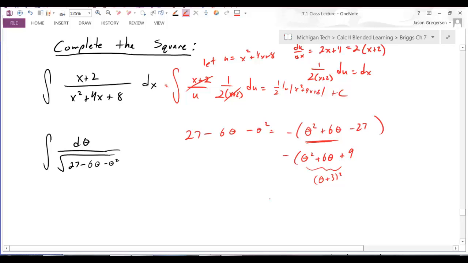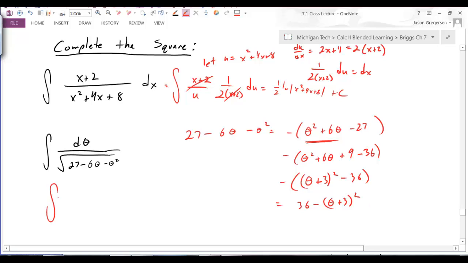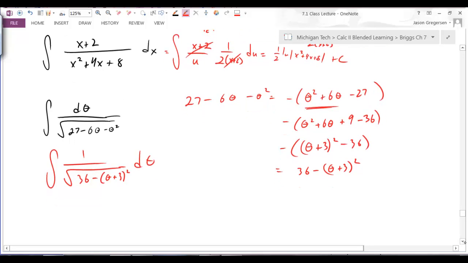I have negative 27, I want plus 9, so really I could think of that as plus 9 minus 27. I'm adding 0 essentially. Or I could say what number plus 9 gets me negative 27. That number would be negative 36. So when I write it like that, I haven't changed the value of what's in parentheses. And now I can write this as negative theta plus 3 squared minus 36, or 36 minus theta plus 3 squared. I've completed the square now. The whole reason I do this is because I can integrate the square root of 36 minus theta plus 3 squared d theta. I'm close to my form now.